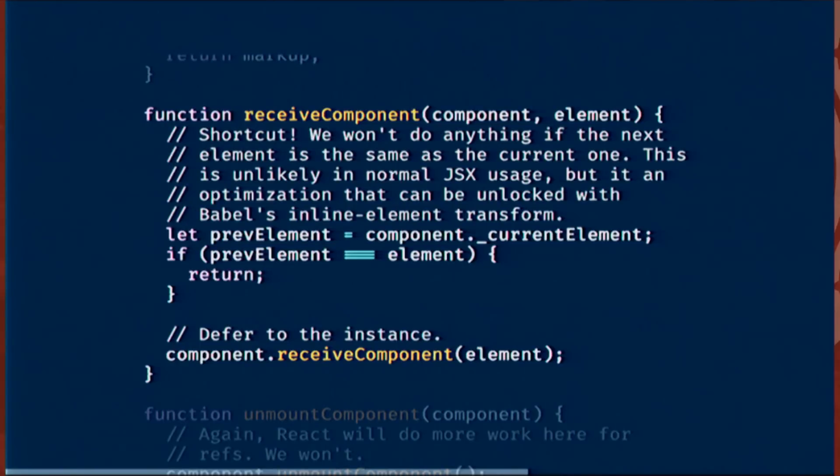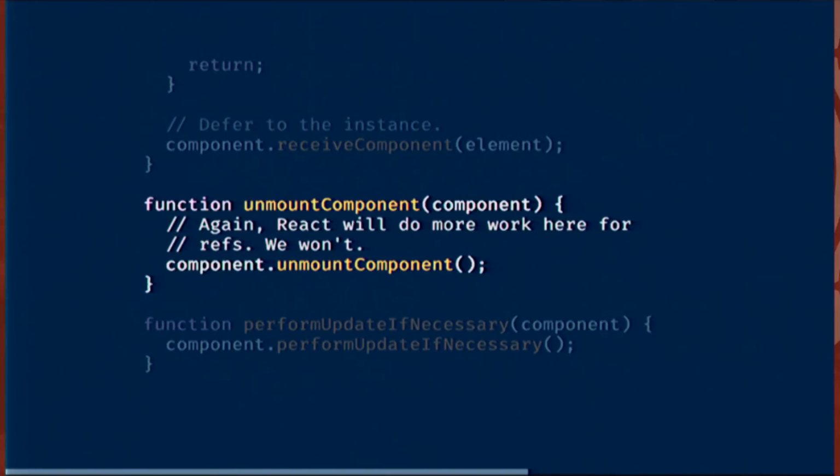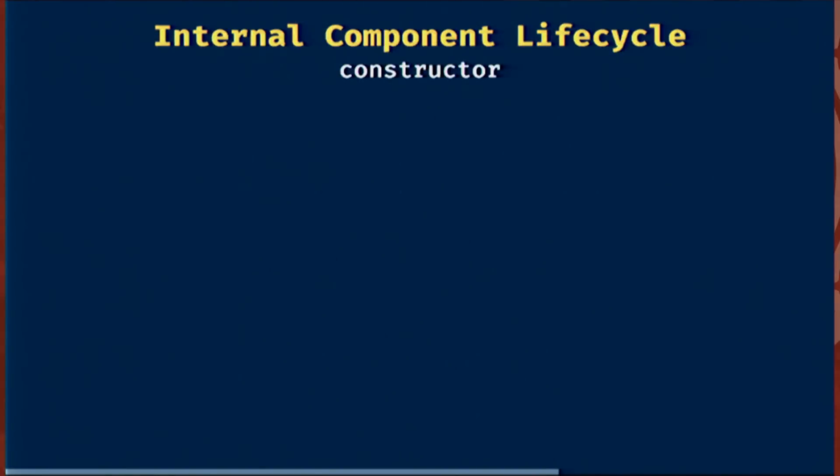Again, receiveComponent, poorly named, but what we see here is another shortcut. There are some cases where you can optimize, and you can use object literals as elements. In that case, we know that you're updating to the exact same element, so we don't need to do anything. We're going to take a shortcut. And if we're not taking the shortcut, we're going to defer to receiveComponent on the component instance itself. Unmounting, again, we're going to just defer to the component. And then there's another method I'm going to skip.